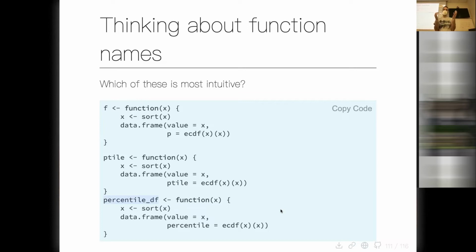If every single function you write returns a data frame, then appending it with underscore df is probably not super helpful, right? But if some of them return vectors and others return lists and others return data frames or whatever, then that might be helpful.